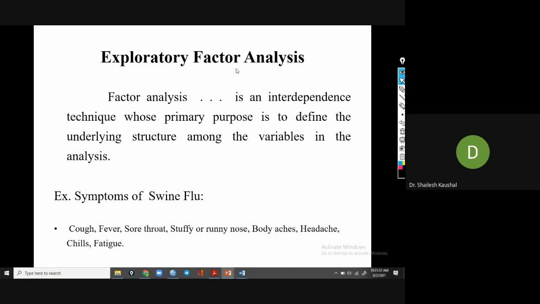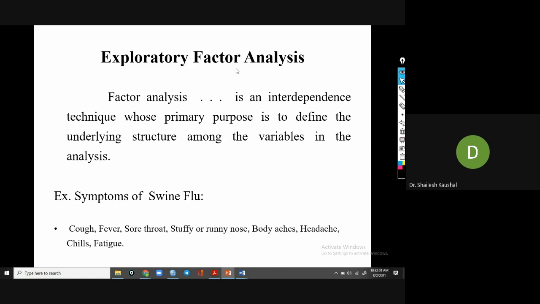Exploratory factor analysis is basically an interdependence technique. Interdependence technique means we are not going to test a hypothesis, and we are not going to find the relationship between two variables, dependent and independent. So factor analysis is an interdependence technique whose primary purpose is to define the underlying structure among the variables in the analysis. What does it mean?